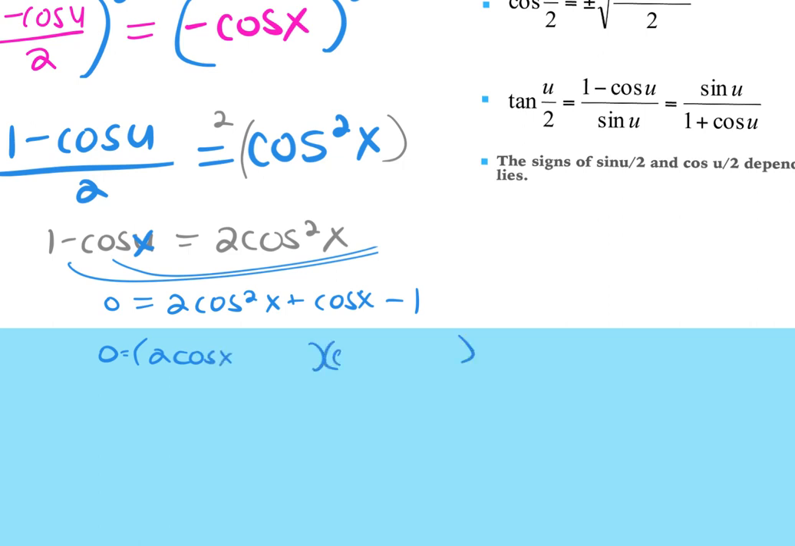I'm just going to do trial and error, but you could have done first times last. This would be positive 1 and negative 1. And then we split and solve. Cosine of x would equal 1/2, and cosine of x would equal negative 1.